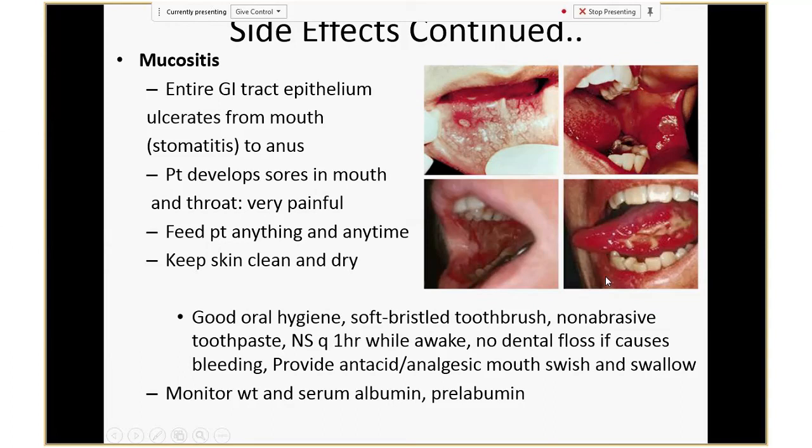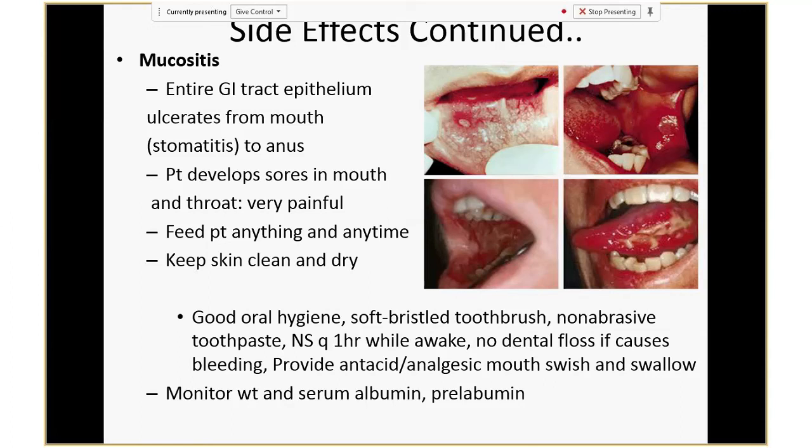Skin breakdown or mucositis is going to be a breakdown of the oral mucosa. It can happen anywhere in the GI tract, anywhere from the mouth to the anus, and so we look for those on full assessments. We're going to look for sores in the mouth, irritated sores that are very, very painful. This is going to make them not want to eat. On top of it being sore, they're going to be very dry, so nothing is going to taste good or even be able to be swallowed.